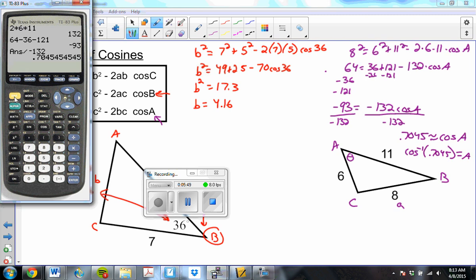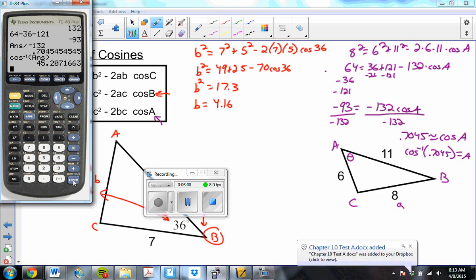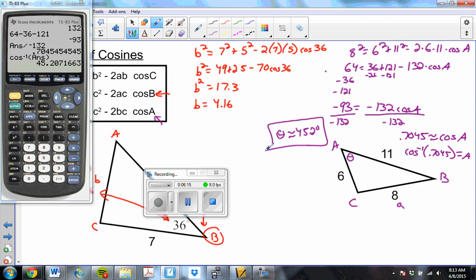So if I do the inverse cosine, I'll have to make sure I'm in degrees, not in radians. So I am in radians. I want to be in degrees. If I do an inverse cosine of my previous answer, I get the angle is 45.2 degrees. Doesn't look very good, but there it is. Now I would again have an angle side pair. So from here on, I could do the law of sines.